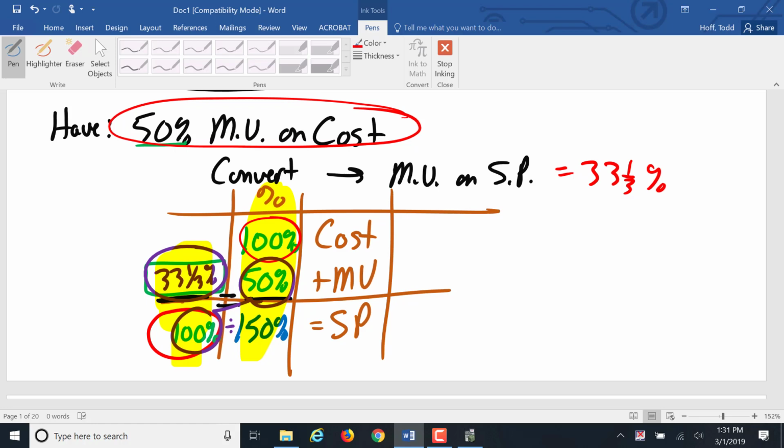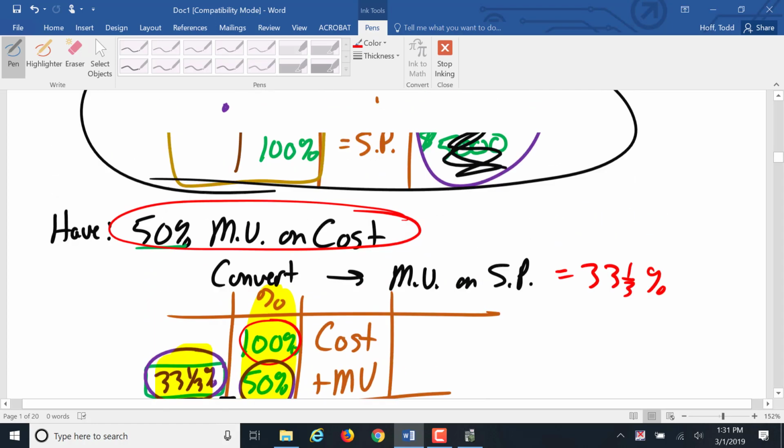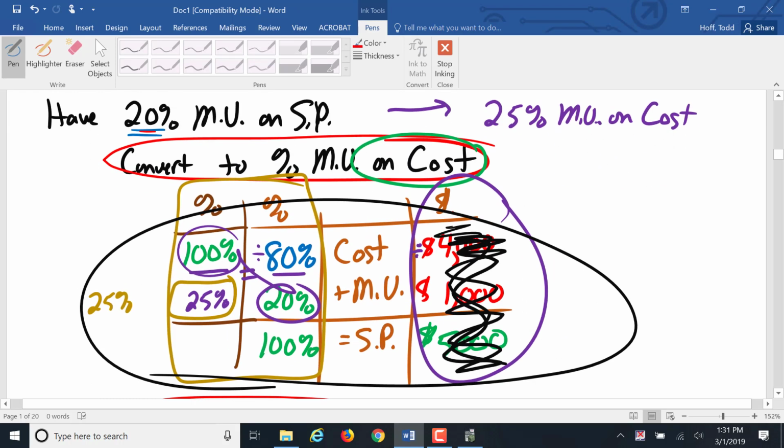So that is converting percent markup on cost to percent markup on selling price, or the other way around, percent markup on selling price to a percent markup on cost.